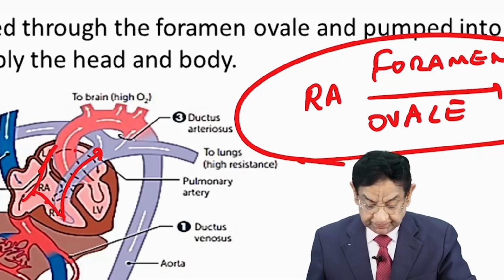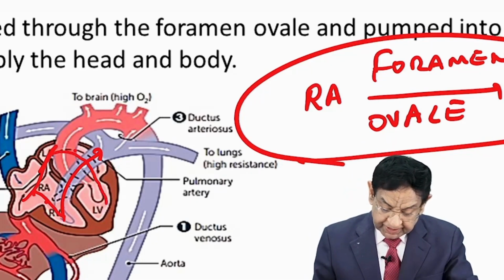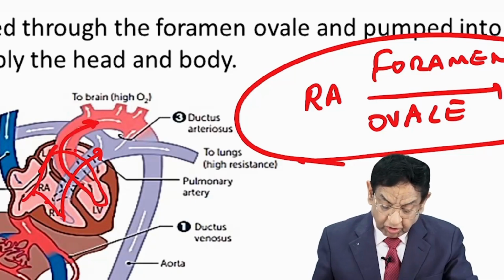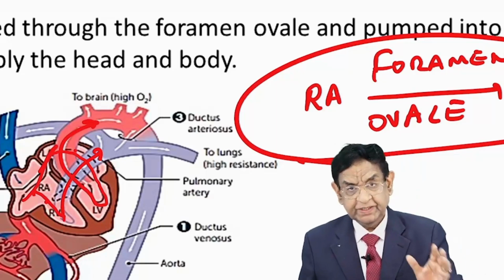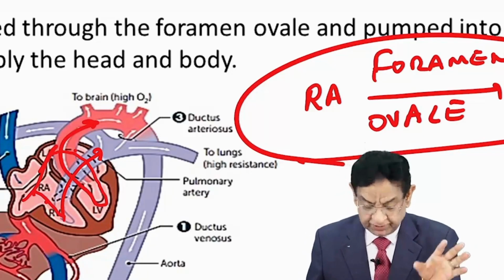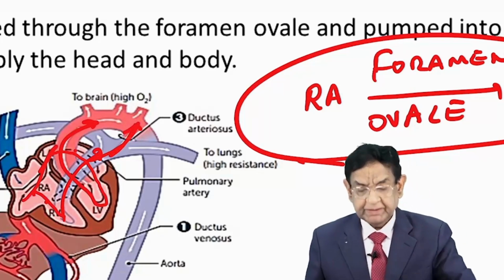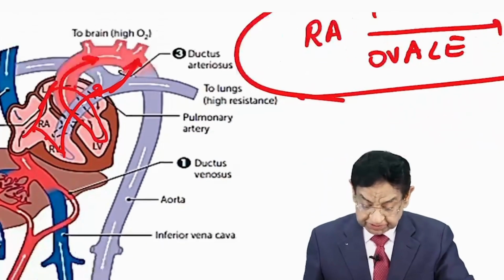pulmonary artery. Of course, the blood which has gone to the left atrium will come to the left ventricle. That will enter into the aorta. Agreed? So some amount of blood is going to the aorta, some going to the pulmonary artery. From the pulmonary artery again we have a shunt, the patent ductus arteriosus.